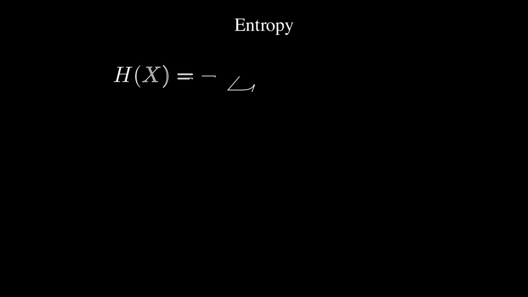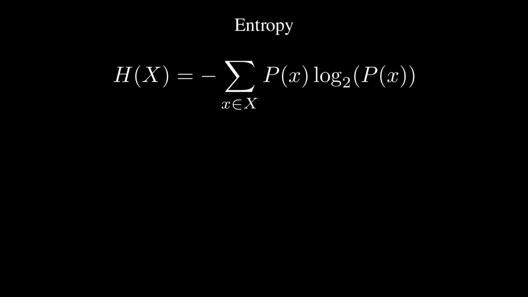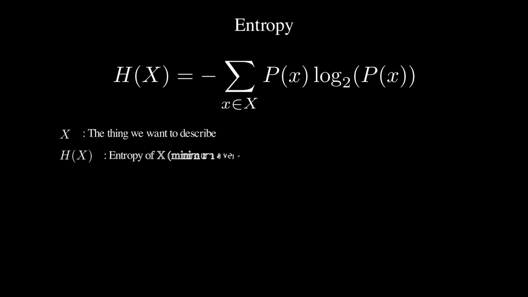Here is the formula in all of its glory. The entropy of x is equal to minus the sum over all possible values of x, the probability of a specific outcome, multiplied by log base 2 of the probability of that specific outcome. X is the thing we want to describe, the message. H of x is the entropy of x, or the minimum average number of yes and no questions needed to describe x.